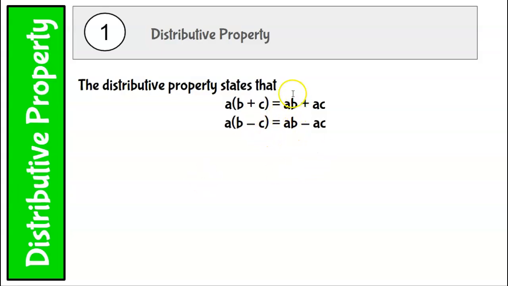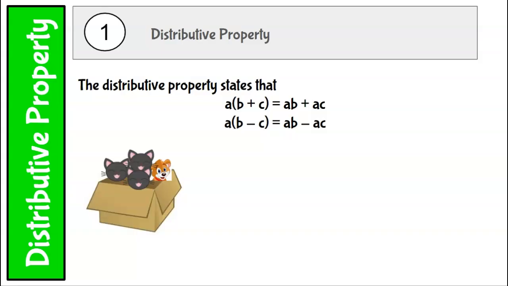These are multiplication. Almost anytime two things are touching in math, that means multiplication. So this is multiplication here and multiplication here, and this is multiplication between A and the parentheses, and you distribute the A to each term in the parentheses. Same thing when it's minus, you distribute the A to both terms in the parentheses. I like to show it with a box.